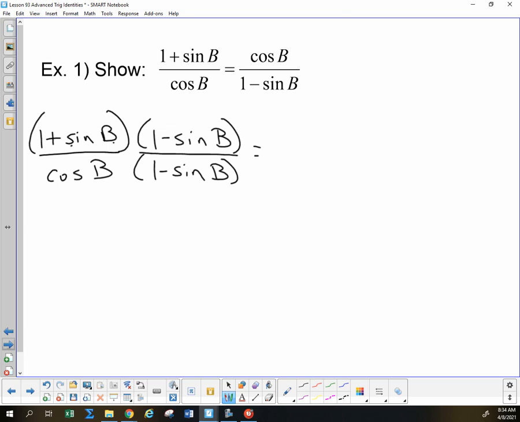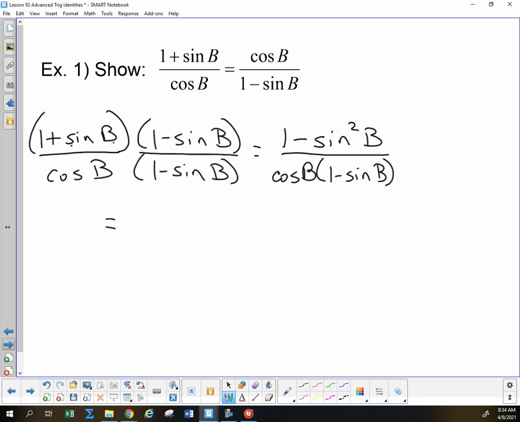Yeah, let's distribute the top, and let's be smart as we do it. They're exactly the same, just one with a plus and one with a minus. So I know when I FOIL, the O and the I are going to cancel out. So I'm just going to get 1 minus sine squared of b up there. I know I want to keep a 1 minus sine b in the denominator, so I'm not going to change that by distributing, which means I better keep my cosine b right there. Don't forget your equal signs in these.